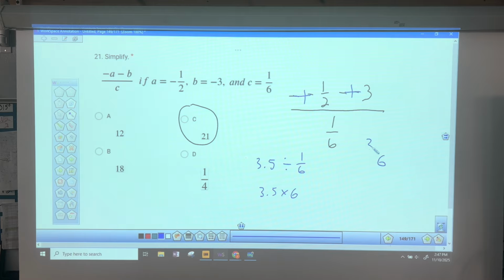Let's try 6 times 3.5. 6 times 5 is 30. 6 times 3 is 18. 18 plus 3 is 21. How many decimals do I have? I have 1 decimal, so that would equal 21.